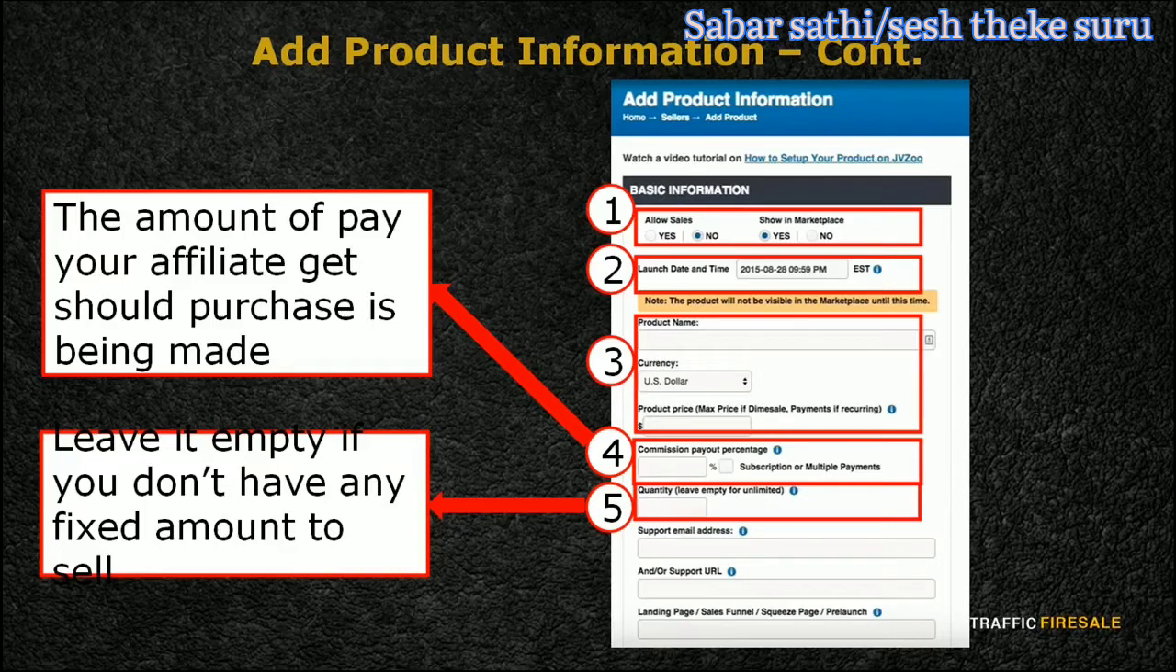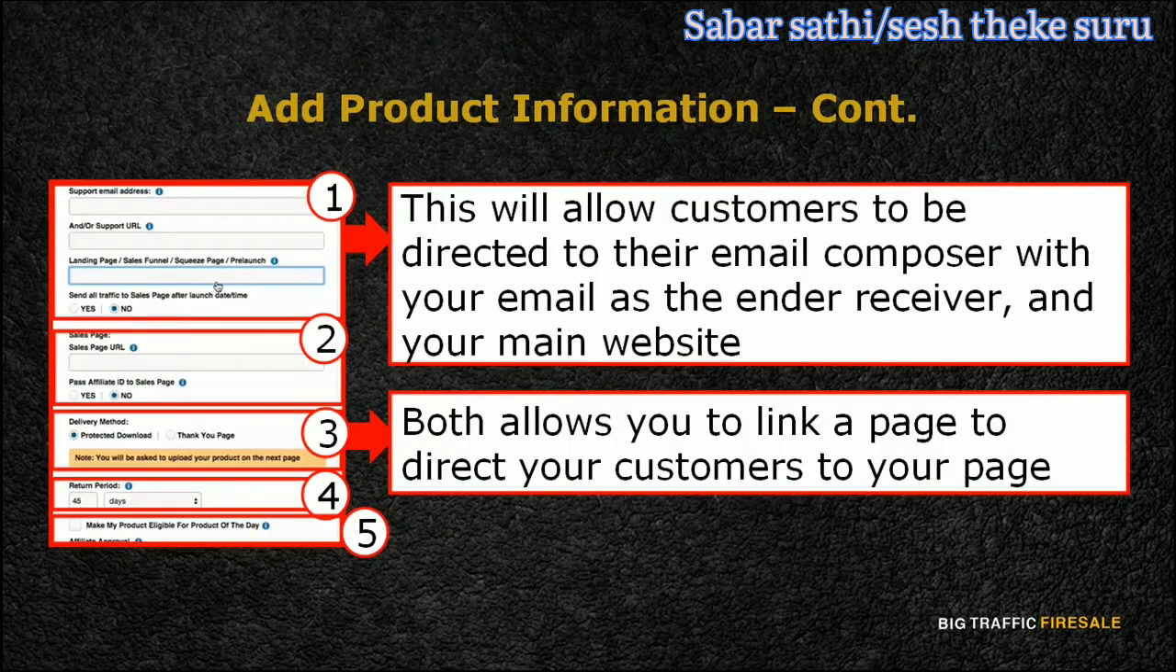Moving on, continue with filling in the quantity. If you're selling it without a fixed amount, just leave it empty, but if you do, type in the exact amount. Then, you'll come across 4 important boxes to your traffic generating method. They are the support email address, the support URL, landing page, and the sales page.